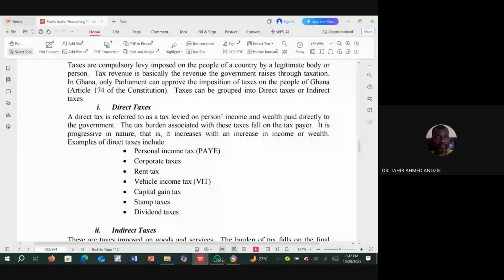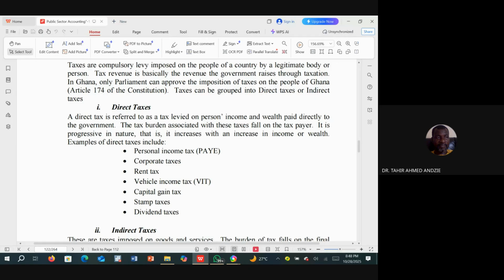So yes, it's referred to as tax levied on persons' income and wealth, paid directly to the government. The tax burden associated with this tax falls on the taxpayer. It is progressive in nature. That is, it increases with an increase in income or wealth. Examples of direct tax. So taxes imposed on persons' income or wealth is what we call direct tax.